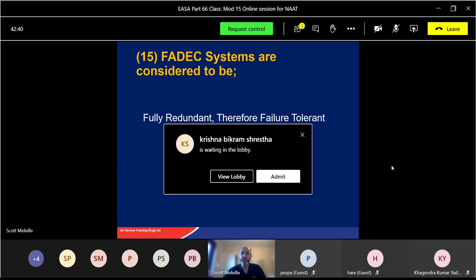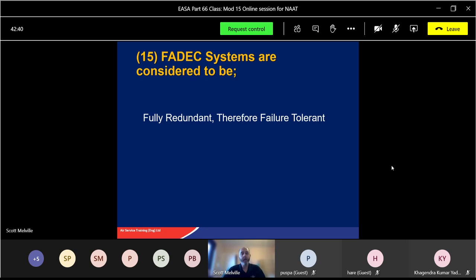Okay, so we do have to test it every so often, but it will download information. And some of the aircraft today, as they fly over the airport, will download information to the computer system on the ground and tell the system what's wrong with itself. And then even print out job cards. Some of the aircraft do that. So it doesn't let the pilot tell what's wrong, it actually downloads the information itself. So yeah, FADEC is a fully redundant, therefore failure tolerant system. Okay, guys, let's go for another little break there. We'll come back and we'll finish off these questions.